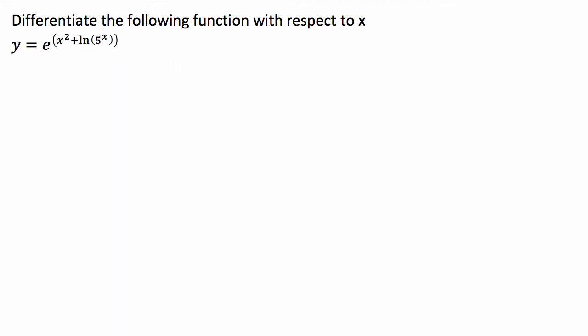And the first thing I'm going to do, guys, is apply an index law to it. One of the first index laws we learn is a to the n times a to the m is equal to a to the n plus m. Now I'm going to apply this in reverse, guys, and separate this e to the power of x squared plus ln of 5 to the power of x by just multiplying it. So our function will become y is equal to e to the power of x squared times e to the power of ln of 5x.